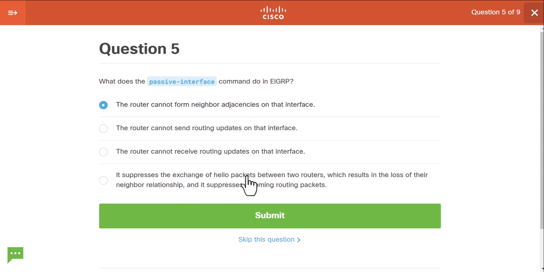This one is exchange of hello packets between two routers. Which routers, how they are identified, it's not really that clear. So I think mostly because of this specific mentioning of an interface, I will go with option number 1.